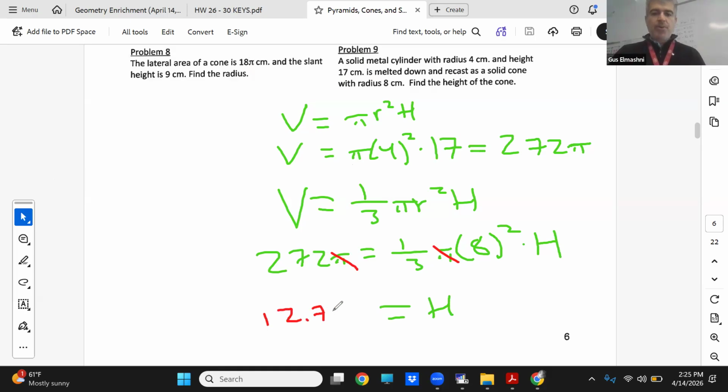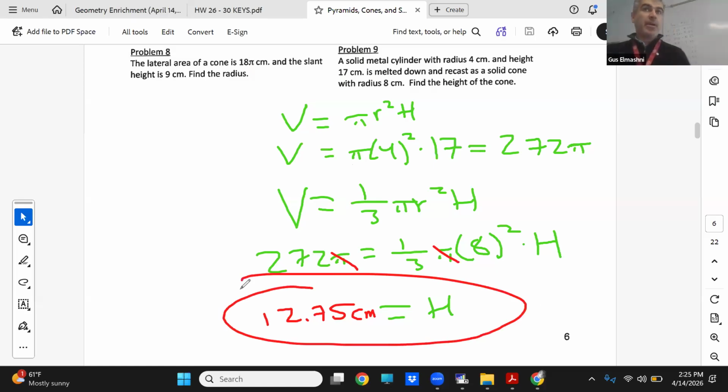12.75, right? And make sure it seems reasonable. If you get a super tiny value, that'd be weird, or a super big value would be weird. So make sure it seems reasonable. 12.75 seems reasonable. So yeah, that's a reasonable problem. I like that. Problem 9, it's good. Okay, we're humming along.